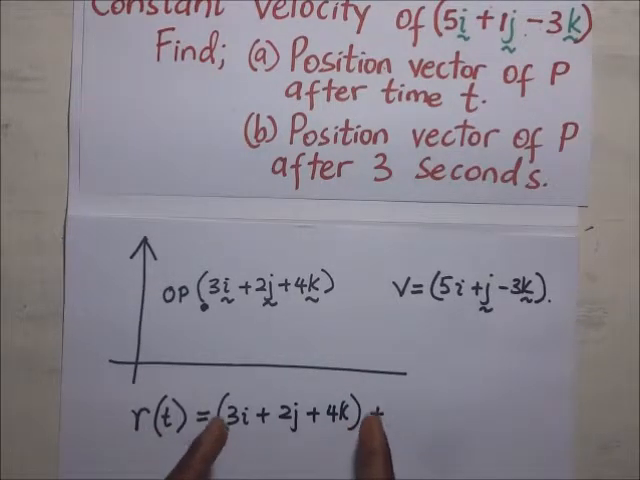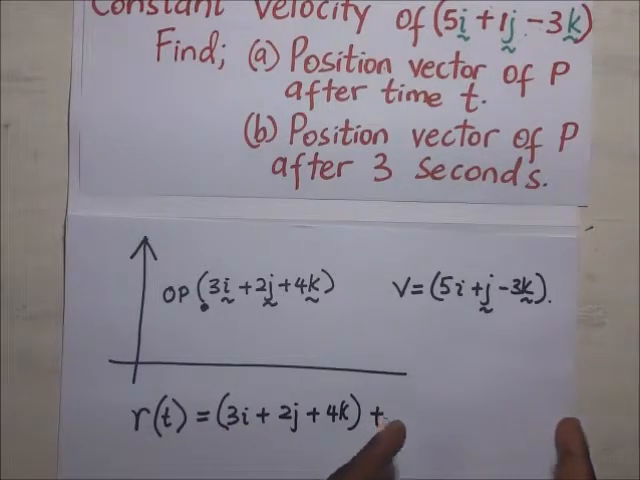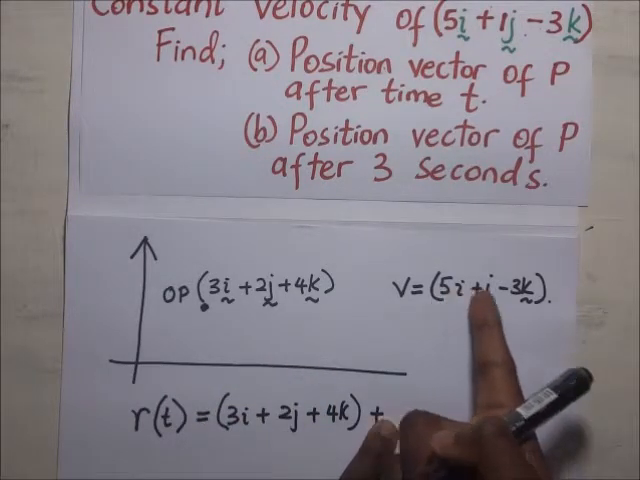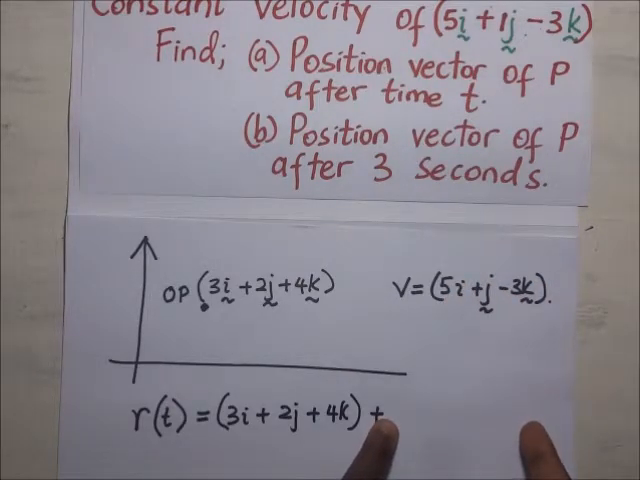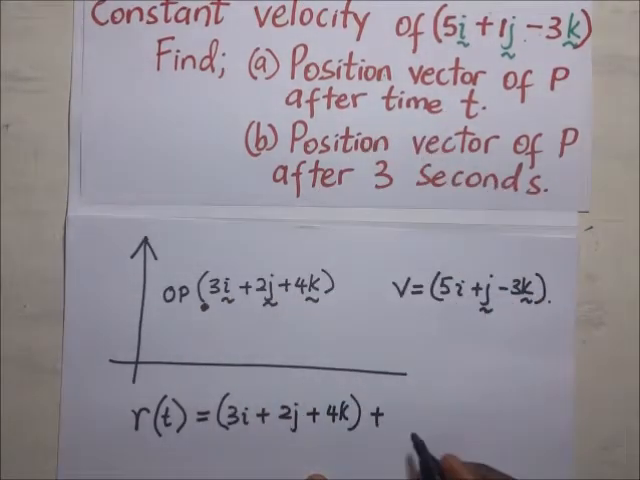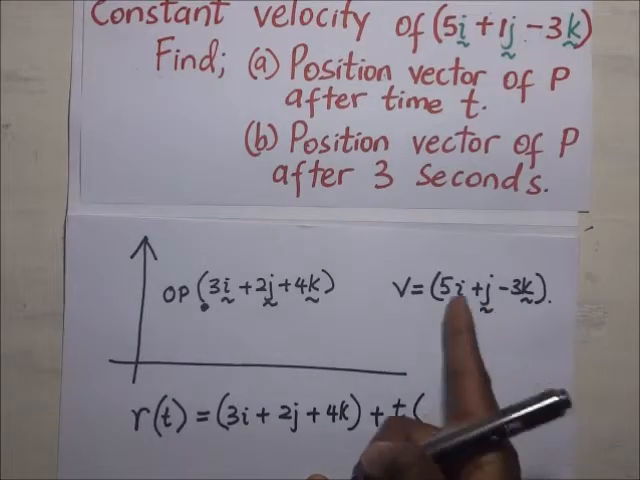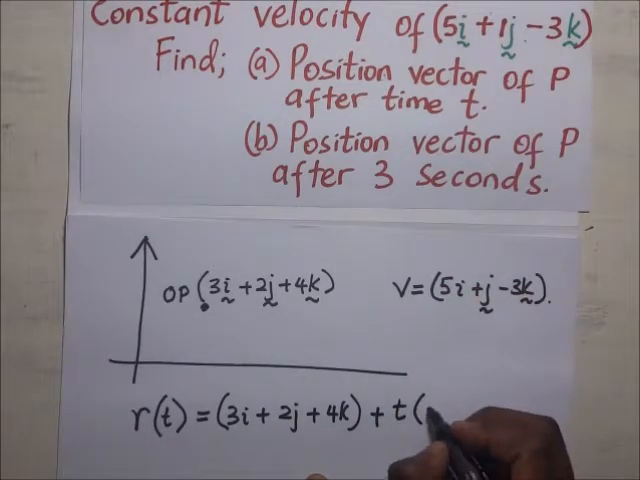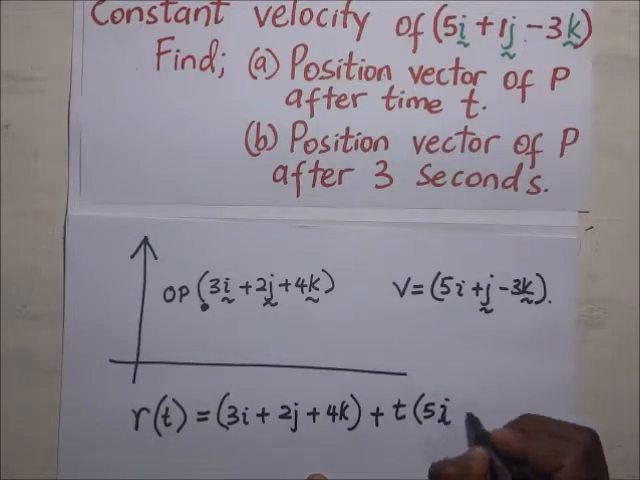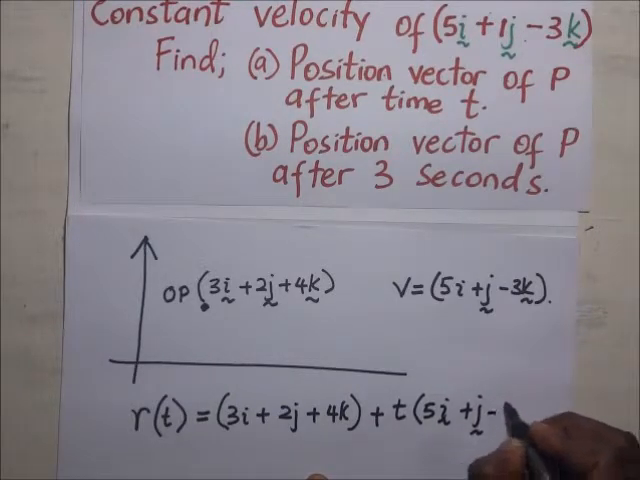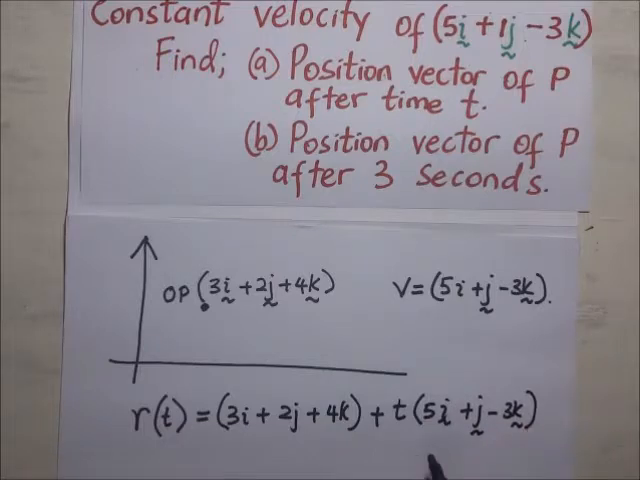So it means that we are going to first add the distance from the origin plus the new distance it travels. The new distance it travels is going to be speed times time. The speed we have here, which is our velocity, is that one. So it's going to be the speed times the time. And the time here we do not know, because the question is telling us after a certain time t. So it's going to be the time times the velocity it moves, or the speed it moves, which is 5i plus j minus 3k. So this is the general.